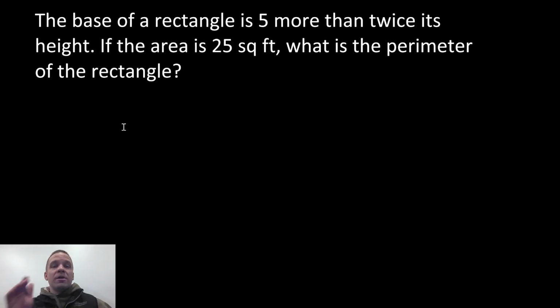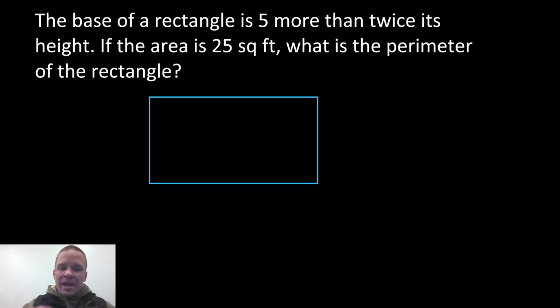All right, let's go. So I'm going to draw a rectangle to start here. So boom, let's pop one down. And then I'm going to throw some information that I know about it on there, okay? It says the base of the rectangle is 5 more than twice its height. So let's call our height x. My base is 5 more than twice that, so that'd be 2x plus 5.